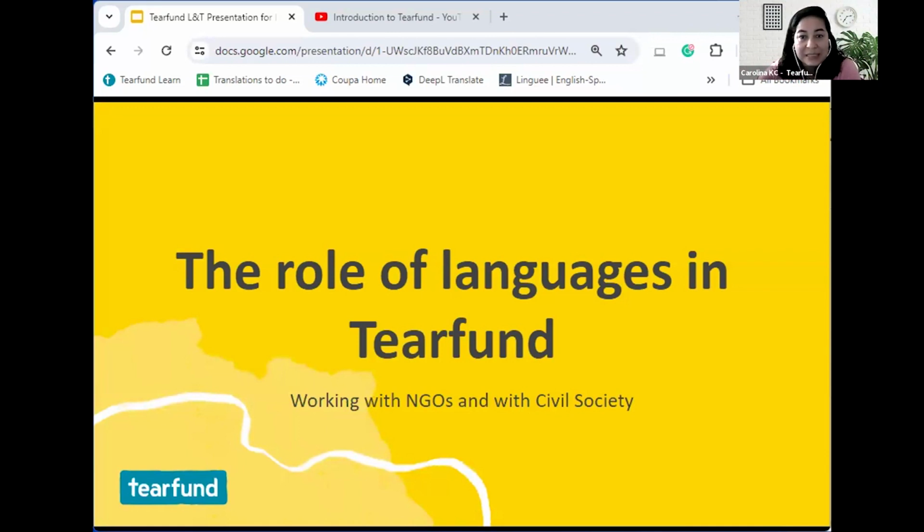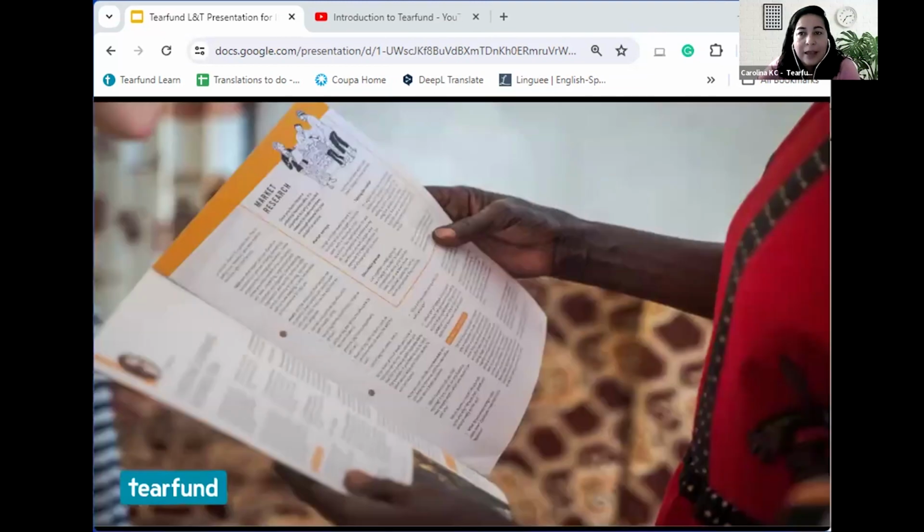But let me just start by saying we are part, as a translation team, we're part of the communication for development team at Tearfund. Very briefly, communication for development is a social process that involves the use of communication tools, strategies, and methodologies to facilitate positive and sustainable social change. So the main goal of communication for development as a social process is to empower individuals and communities to participate in decision-making processes, advocate for their needs, and bring about positive transformation. And this is very much at the heart of what we do as a team.